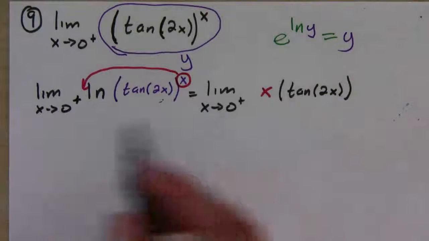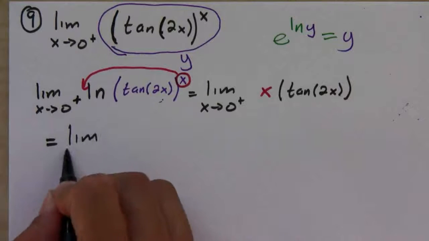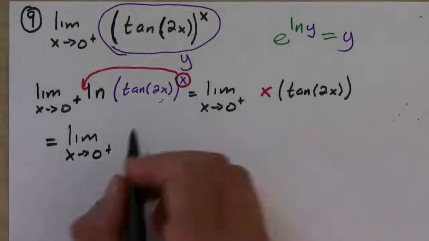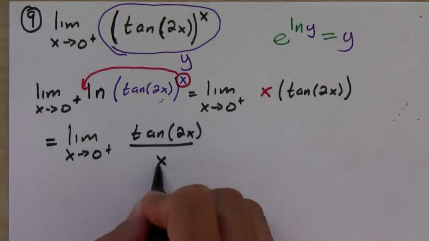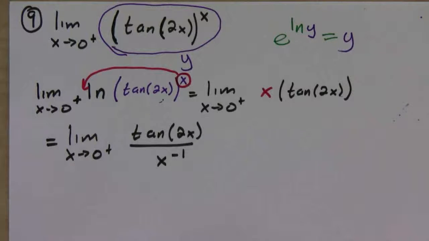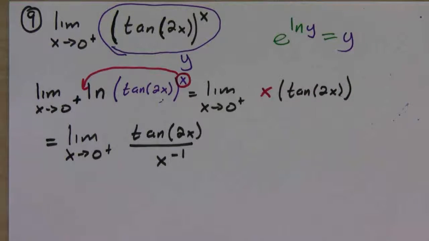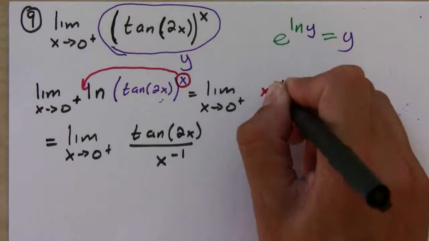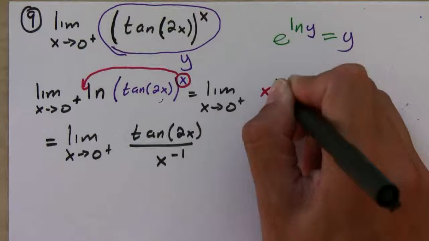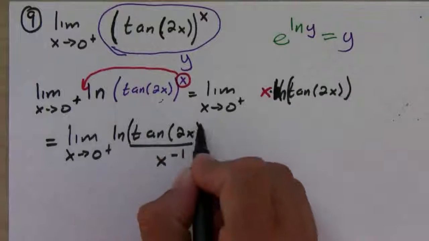And then what I can do is I can bring the x down, so then I would have the limit as x approaches 0 from the right of tangent of 2x over x to the negative 1. Oh, sorry. I forgot I left the natural log out. So this is x times natural log of this guy, and then up here is natural log of this one. Sorry about that.